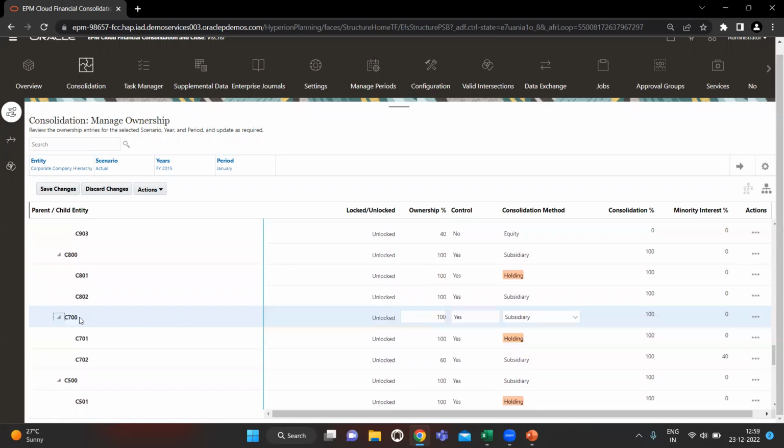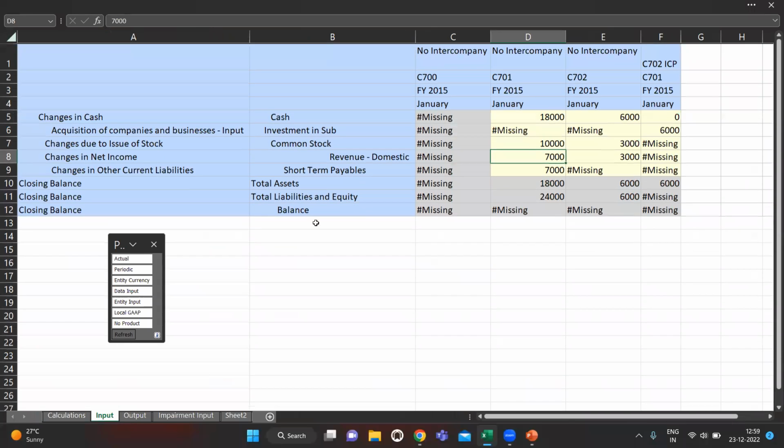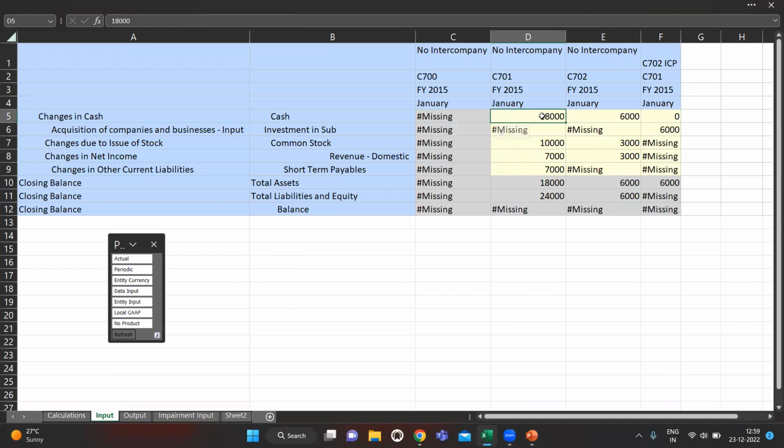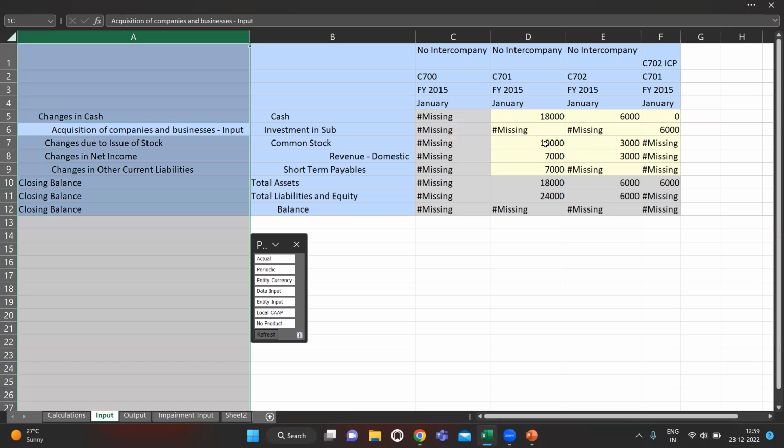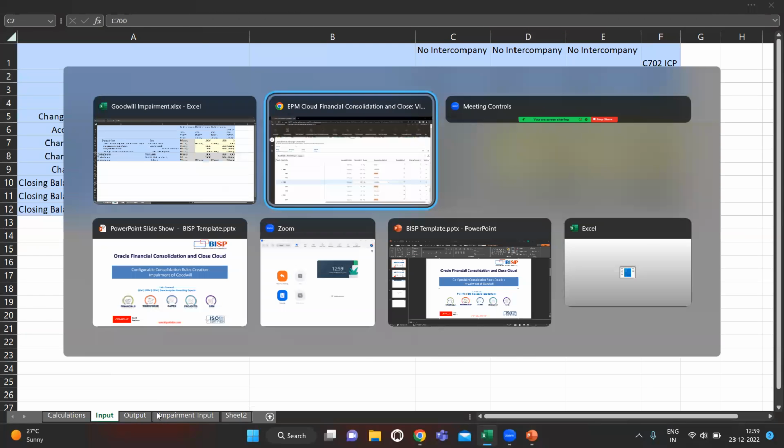Okay, so let's move on to Excel, our Smart View, and for the sake of faster calculation, I already input the numbers. And as you can see, I inputted the cash figures in 701, and stocks and retained earnings. Okay, and we have short-term payables also. And for the investment, I put in the investment in the ICB of 702, that is 6,000. And as you can see, here's the movement, here's the account, and here are the other POVs and other items as well. Okay, so let's go to our application and do the consolidation.